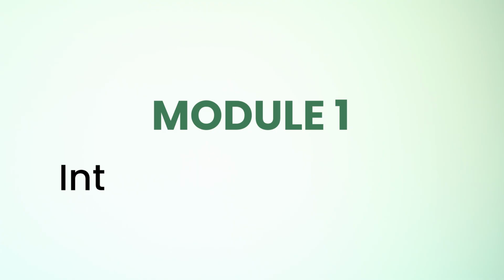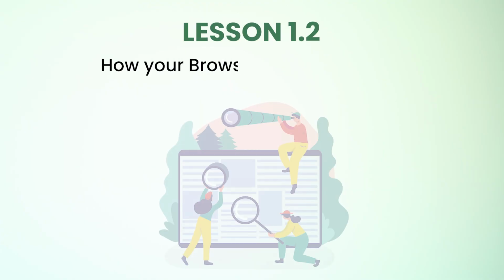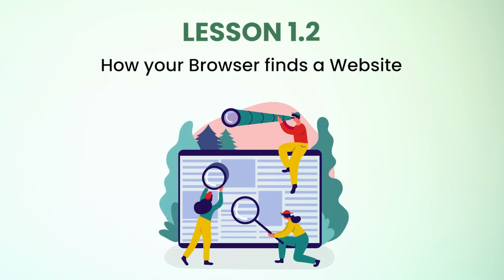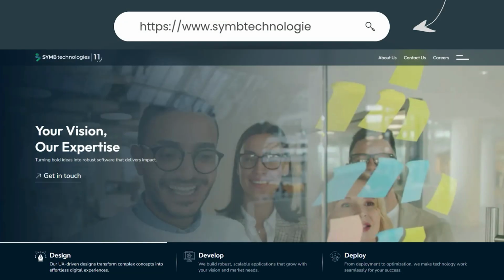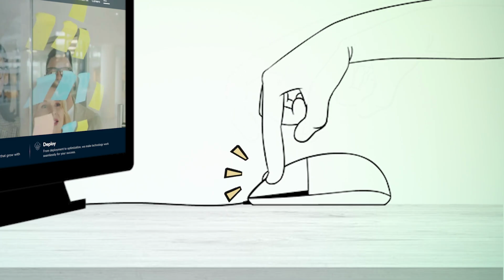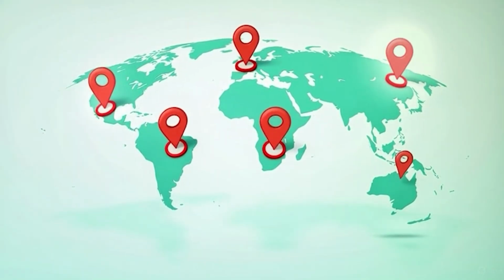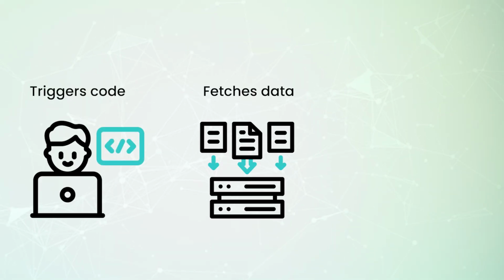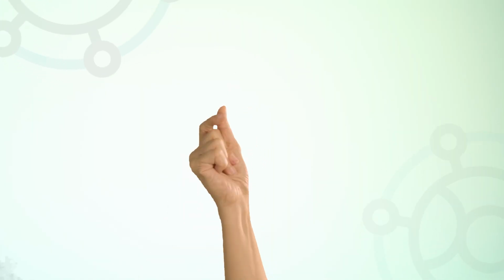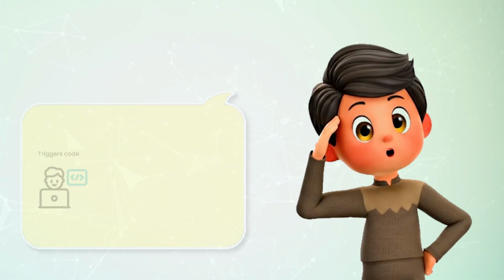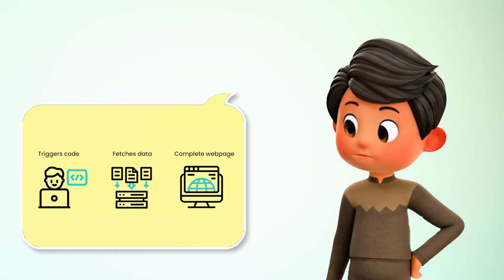Module 1. Internet Foundations. How your browser finds a website. When you type a website URL into your browser, something extraordinary happens in a fraction of a second. Your request travels across continents, triggers code, fetches data, and returns a complete web page, all before you can blink. But how does this invisible journey take place?